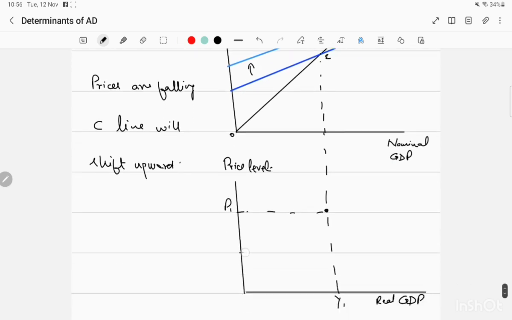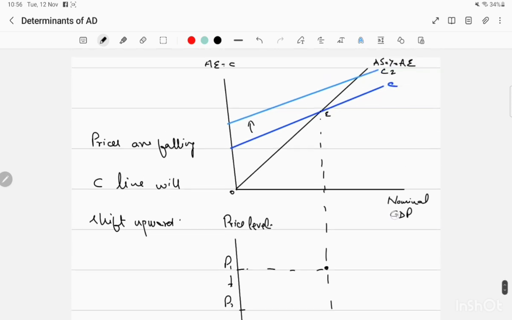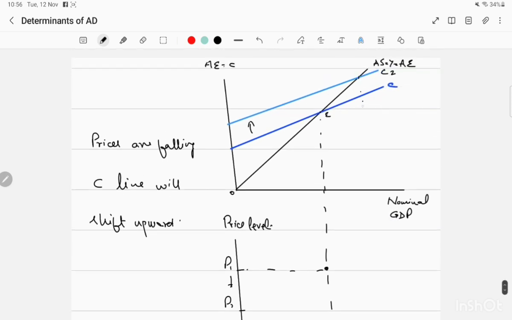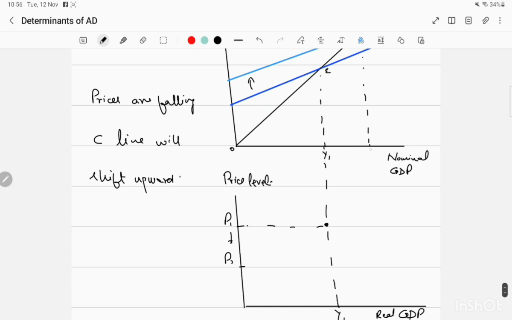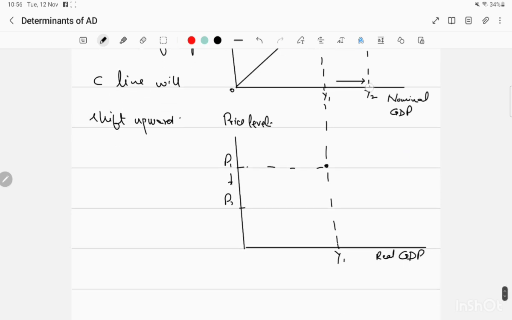This is P2; prices have decreased. The new equilibrium point is here. More goods and services are being consumed by the economy. This is the income level Y1, and this is income level Y2. People have increased their consumption. You will find an increase in real GDP as well, due to the fall in the price level.